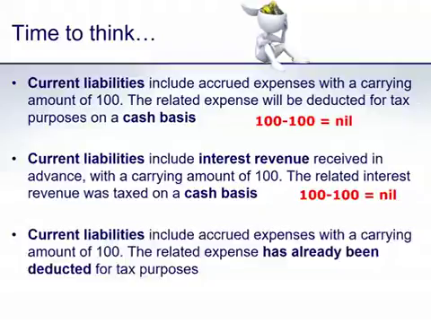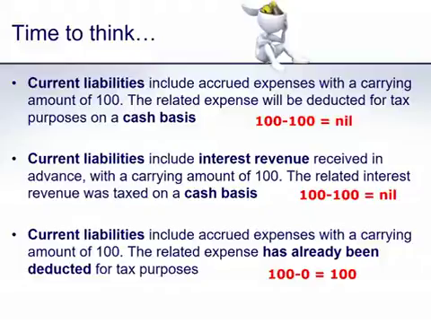The next example refers to current liabilities which include accrued expenses with a carrying amount of 100. The related expense has already been deducted for tax purposes. So here we've got a scenario where we already claimed a deduction even though the amount has not yet been settled. The formula still stands. The tax base is the carrying amount of 100 less the amount of future deductions of 0, which gives us a tax base of 100.